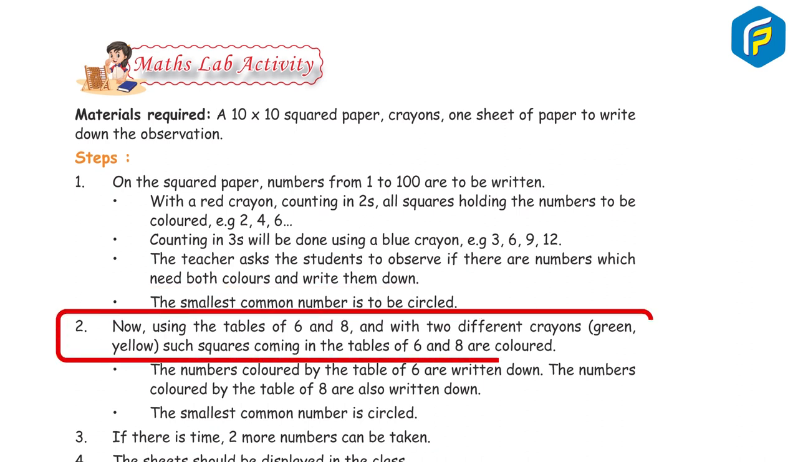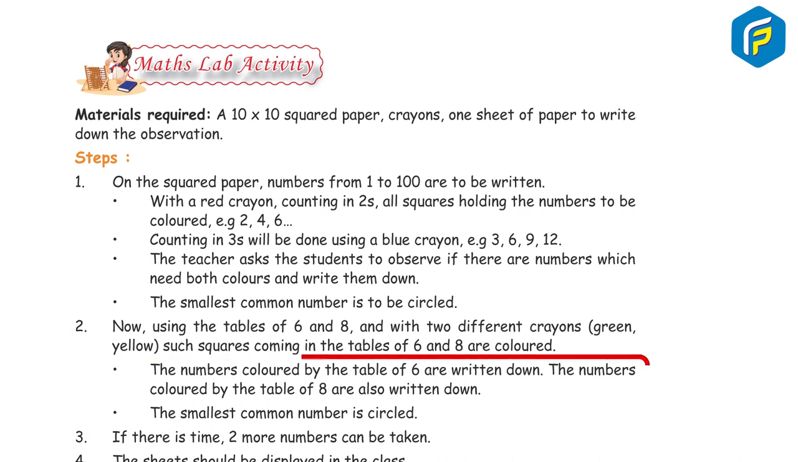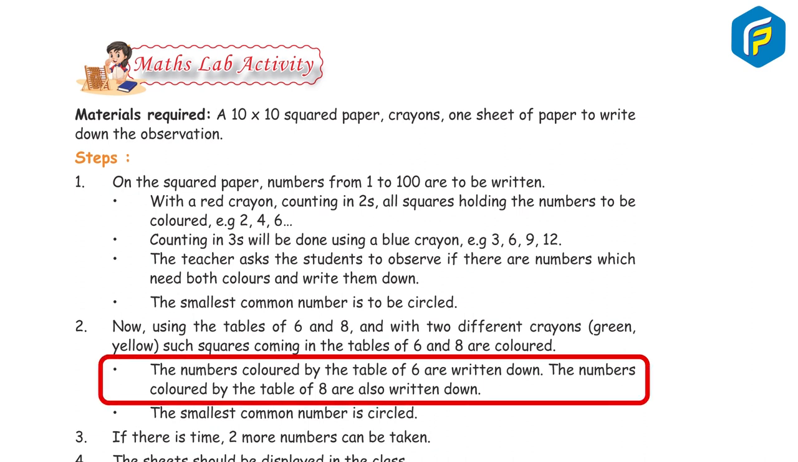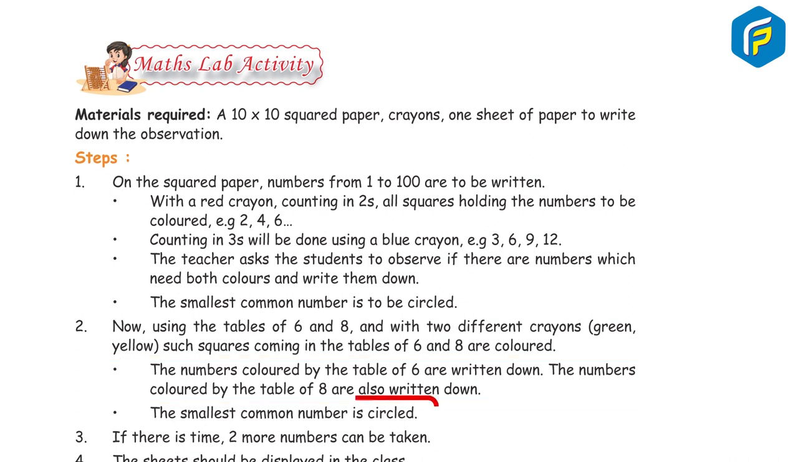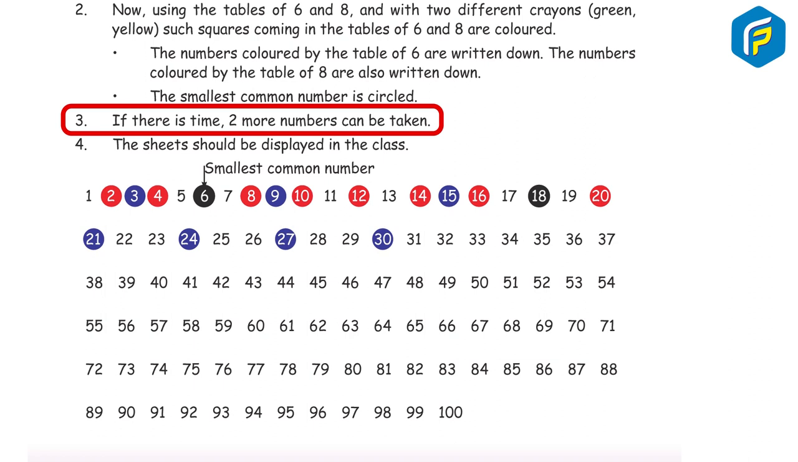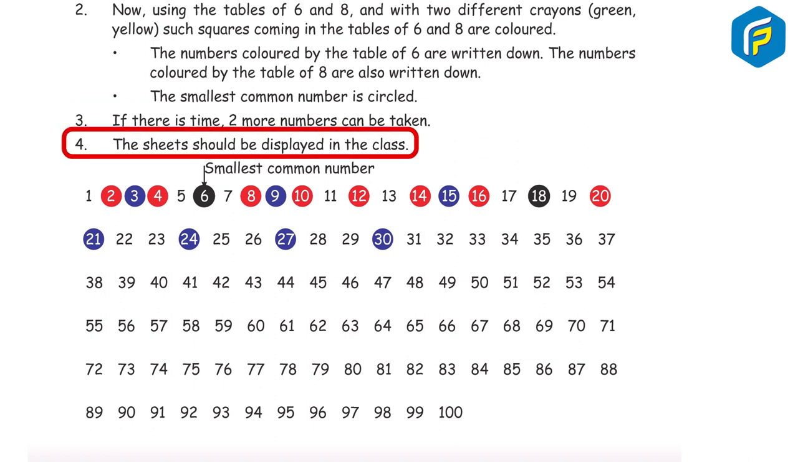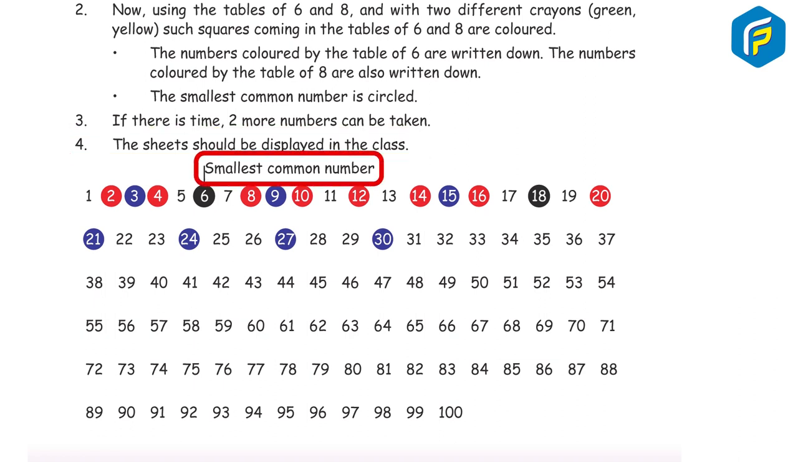2. Now, using the tables of 6 and 8 and with two different crayons, green and yellow, such squares coming in the tables of 6 and 8 are colored. The numbers colored by the table of 6 are written down. The numbers colored by the table of 8 are also written down. The smallest common number is circled. 3. If there is time, two more numbers can be taken. 4. The sheet should be displayed in the class. Smallest common number.